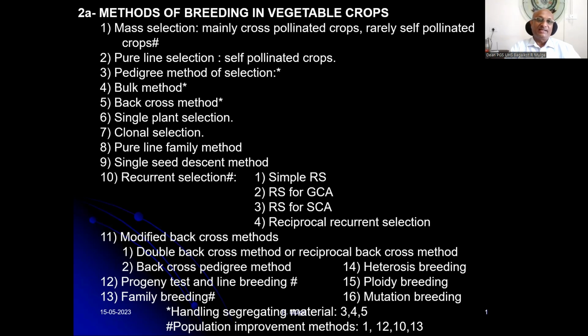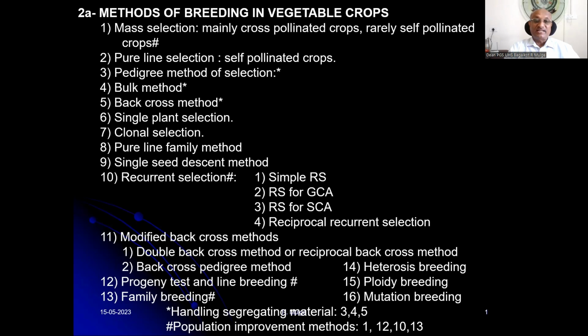So yes, generally, recurrent selection is suited for cross-pollinated crops. Don't always think about the exceptions. Yes, you can do it. You can deviate from the normal rules, but you should have some advantage there. If you don't have any other ways, yeah, you can use them. Then you have modifications of the backcross method. Again, these handle segregating material only: double backcross method or reciprocal backcross method. We'll discuss the backcross pedigree method and some modifications.